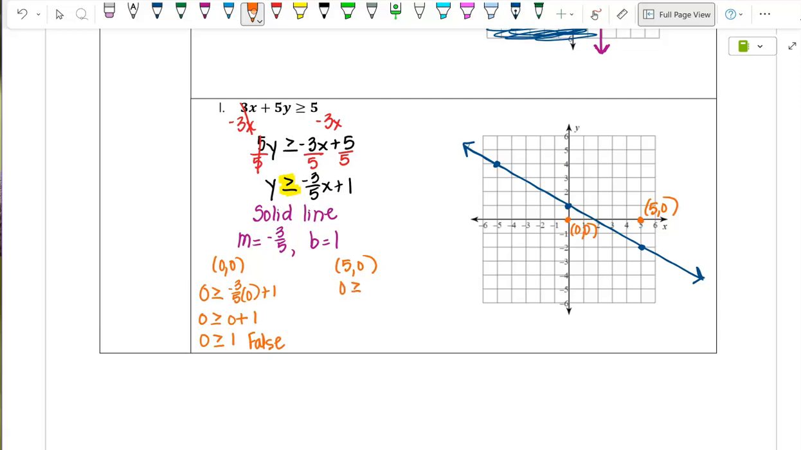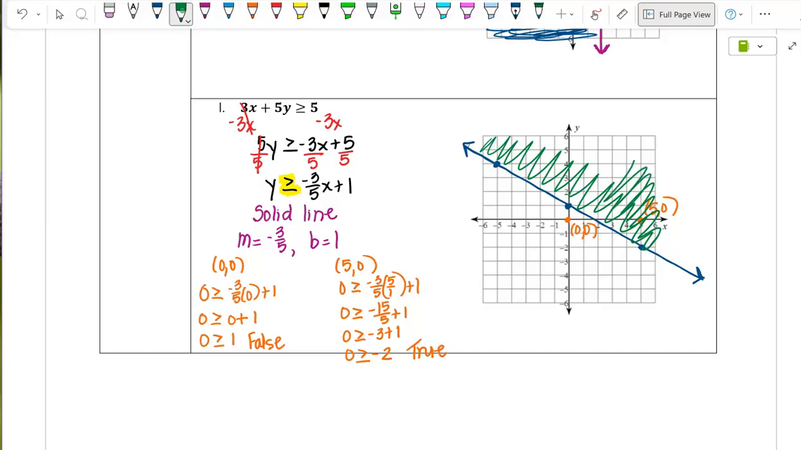So 0 is greater than or equal to negative 3 over 5 times 5 over 1 plus 1. 0 is greater than or equal to negative 15 over 5 plus 1. 0 is greater than or equal to negative 3 plus 1. 0 is greater than or equal to negative 2. And that is true. 0 is greater than any negative number because all of the negative numbers are left of 0 on the number line. So I need to shade that side of the line with 5, 0.